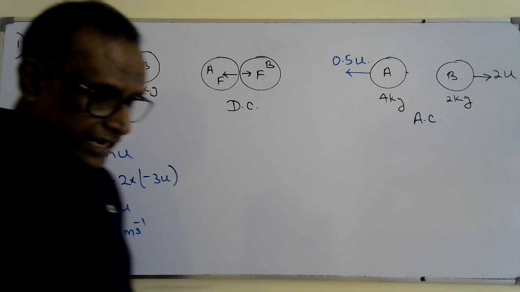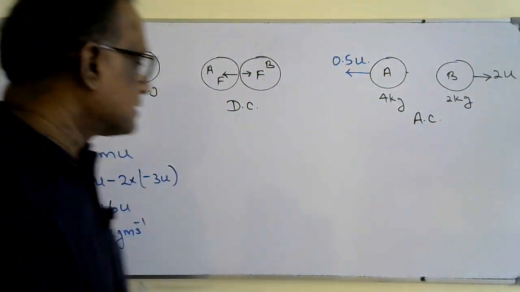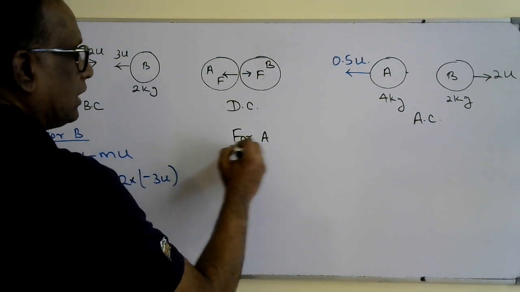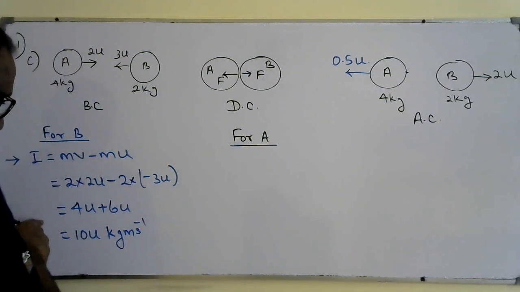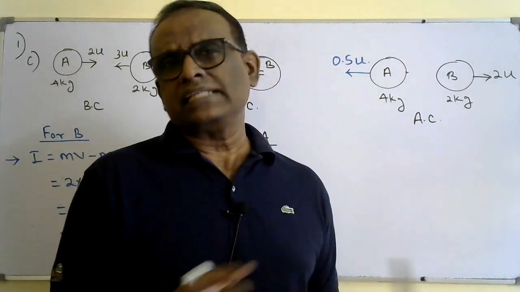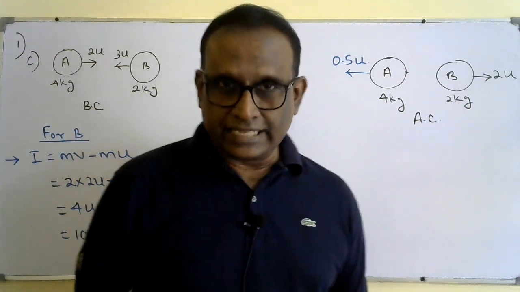Okay, you can ask me, can't you do it for A? You will get the same answer for A if I use it, but it's not necessary to do both. Since they asked for B, I did it for B. But I told that A and B will have the same magnitude of impulse. You'll see whether A also gets the same impulse.